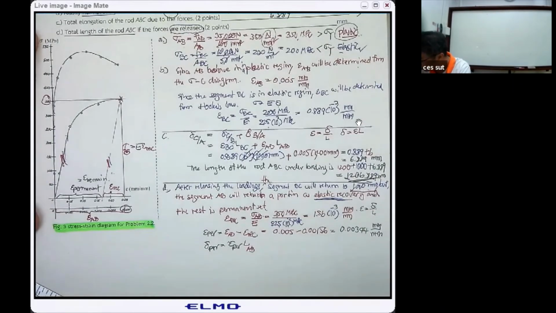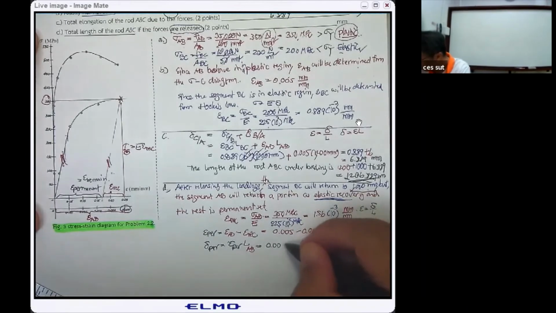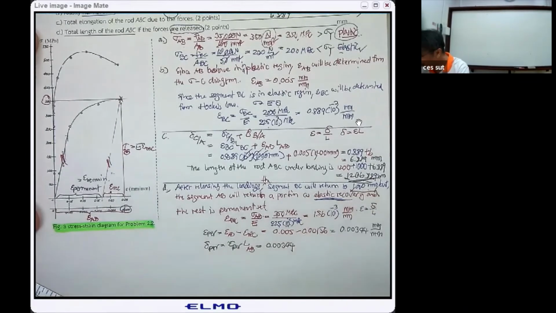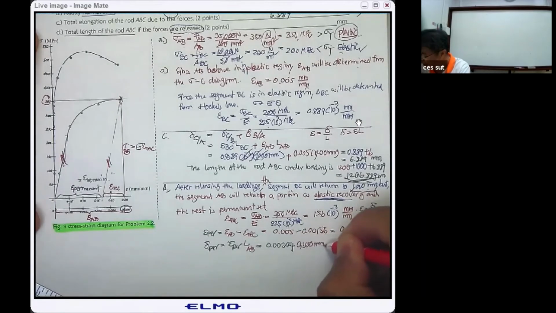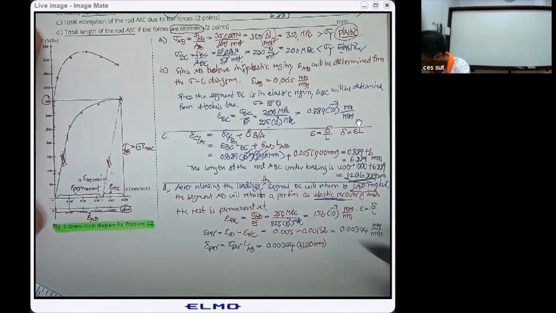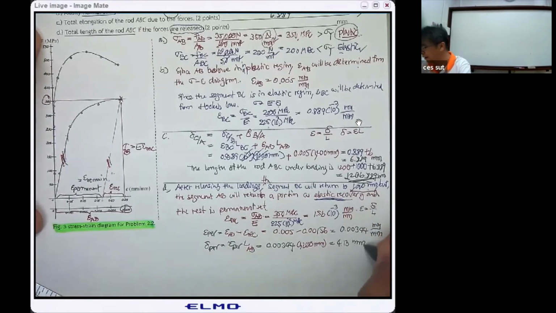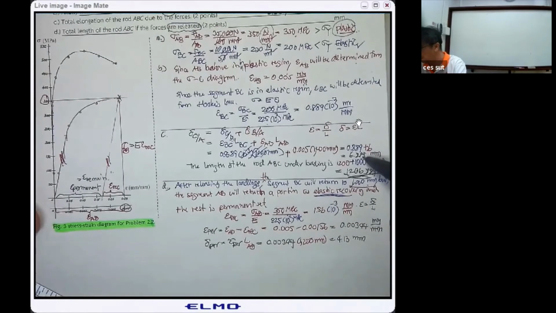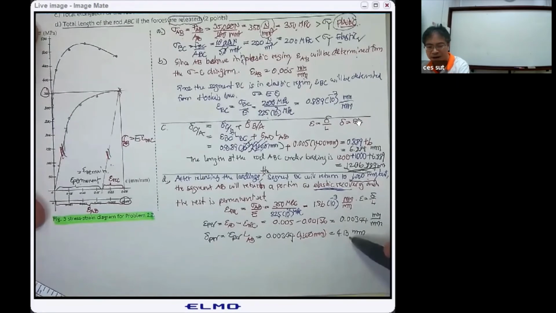So you're going to have 0.00344, and the length of AB is 1,200 millimeter. You put everything together, you get 4.13 millimeter. So the deformation of 6.889, when we release the loading, release the force, it still has 4.13 as the permanent set.